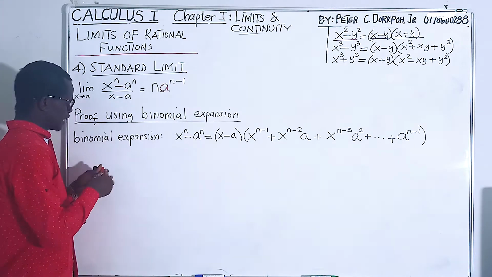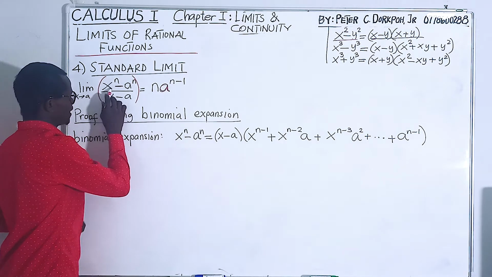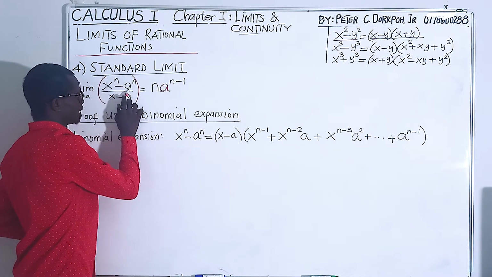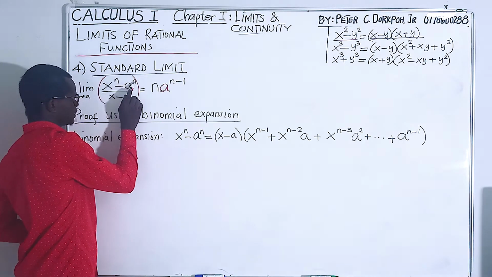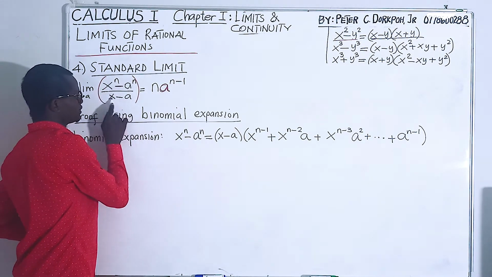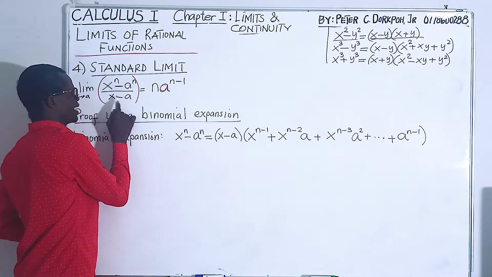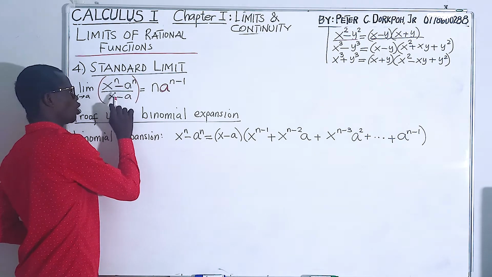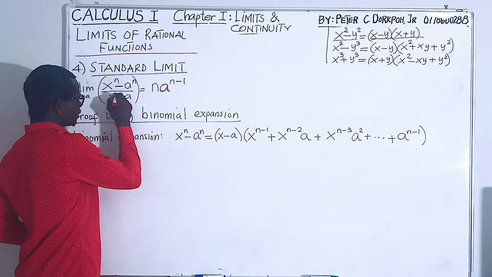Now, if limits of rational function are in this form, a base raised to a power minus another base raised to the same power. The same power here is the same power on this side. And then down here you have the same bases that are within the numerator, but now will actually be raised to the same power or to different power. But the powers down here must be the same.